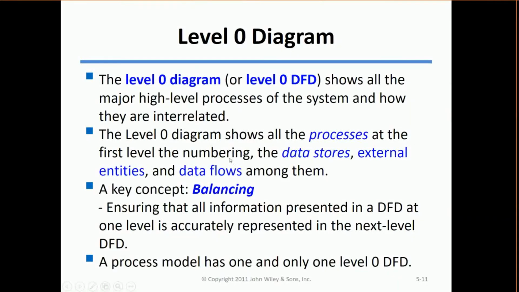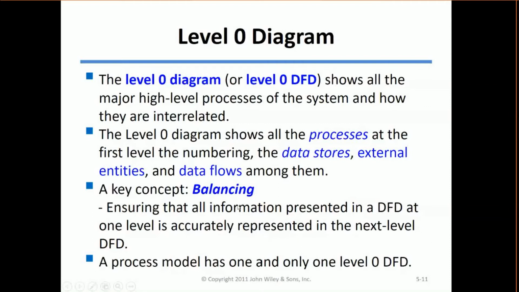The numbering starts from 1, then 2. If there is another process, 2, third process, 3. The data stores and the external entities and the flows, and there must be balancing among them, ensuring that all information presented in the DFD at one level is accurately represented in the next level.